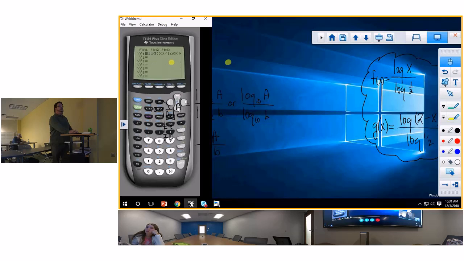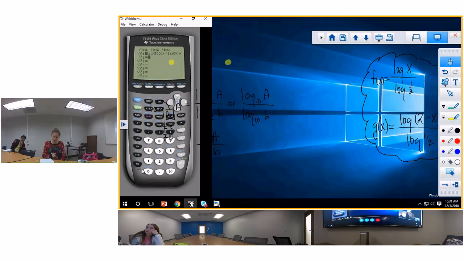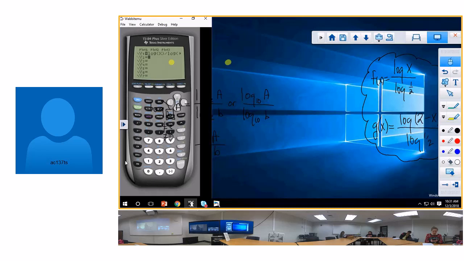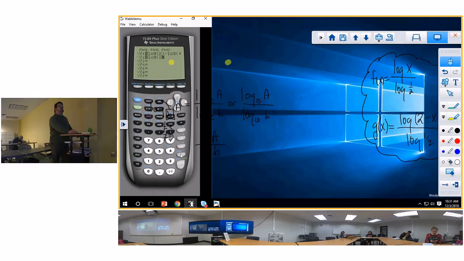So somebody tell me what the other one is. It's log of what? 2 minus x. So log of parentheses 2 minus x, close parentheses, divided by log of 1/2, divided by log of 0.5, close parentheses. And now you can graph both of them. And that's what it looks like. All right. Now you can go to your table, and that's where you get your information. See here, table.